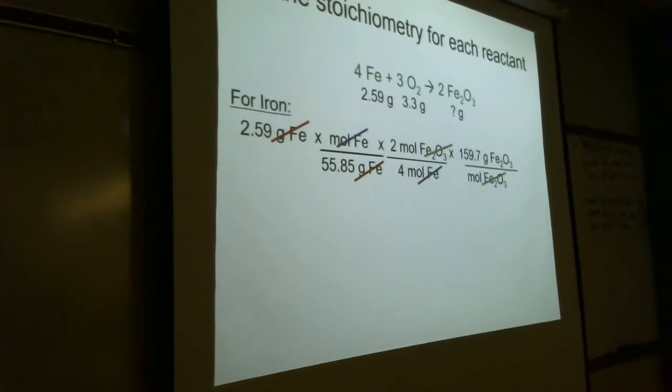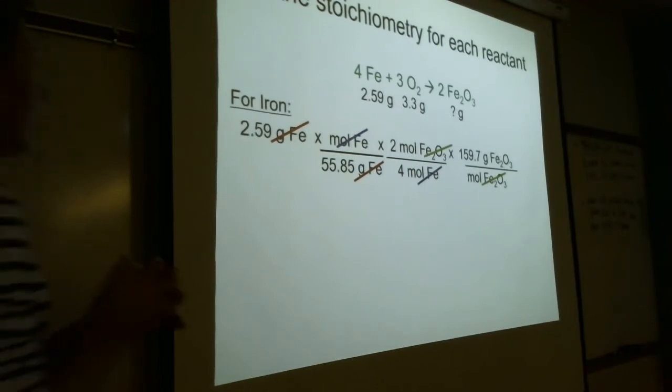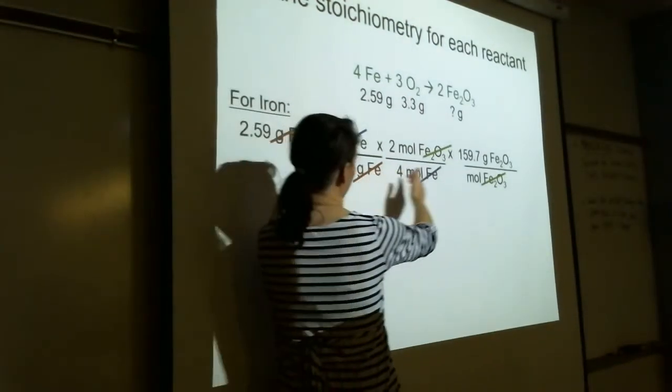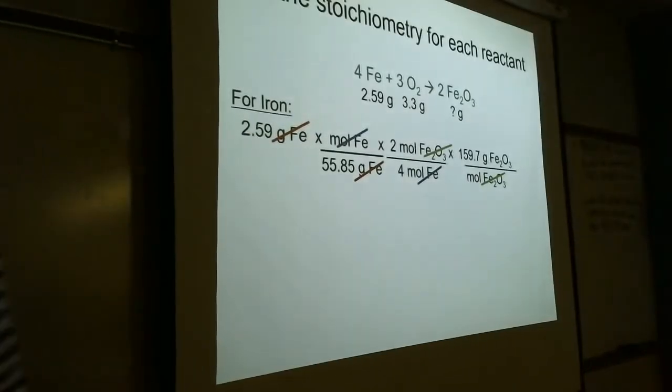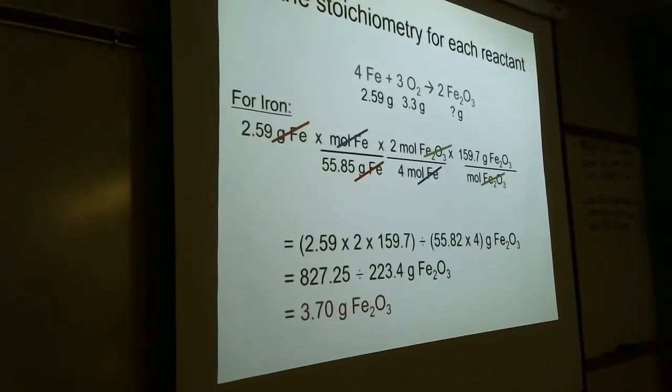Please don't attempt to do it this way until you are ready, okay? Just like you don't jump on a bicycle if you can't pedal a tricycle, right? My kids are still working on the tricycle. I'm not going to hand them a bicycle for another couple years, right? This is what it looks like as one big calculation. Don't do this until you're ready. If you do it as three calculations, that's fine. Step one, step two, step three. Multiplying straight across and dividing up gets 3.70 grams.